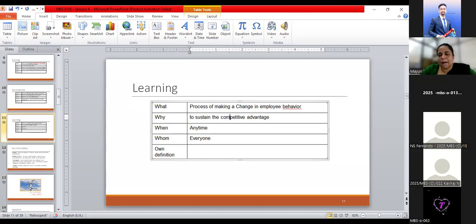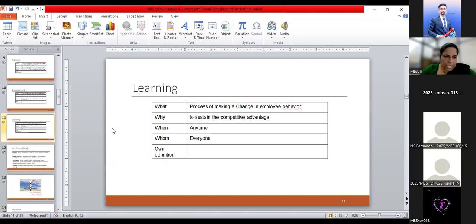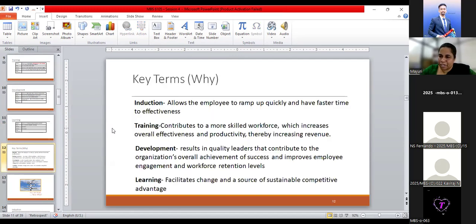The companies are being learning organizations. Employees, they valued us because there is a benefit for them in order to adjust themselves and stay competitive, right? So that is learning. Okay, so that's it. So you can develop your own definition for that as well.